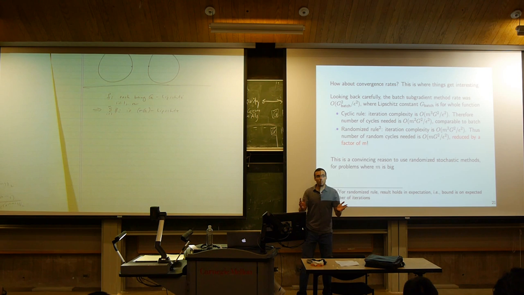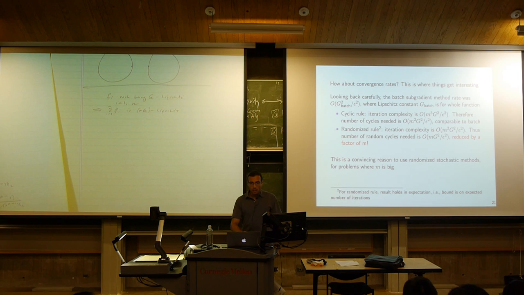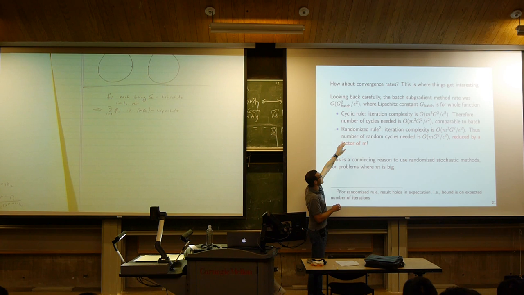So it's easier to analyze the randomized rule than the cyclic rule. As far as I understand, in practice people don't really think that the cyclic rule performs poorly. It's just the usual comparison between deterministic and randomized methods. This can have maybe some pretty bad worst case behavior. This one is maybe somehow smoother or safer. It's easier to analyze, and we avoid worst case behavior in practice by using it.